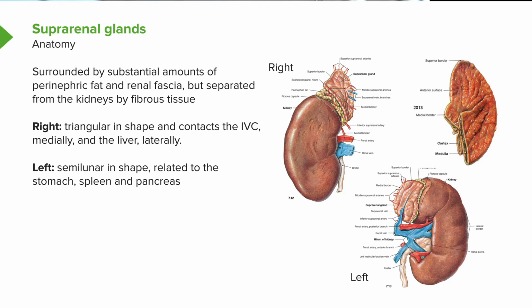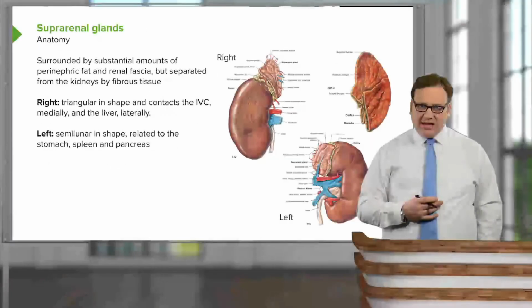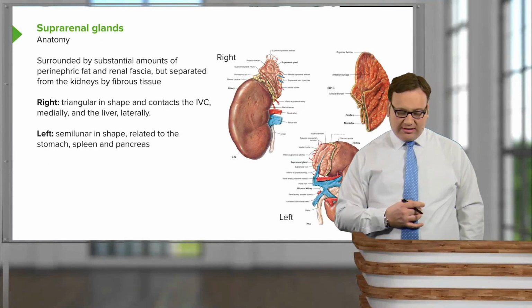The right suprarenal gland is triangular in shape. It's in contact with the IVC medially, and the liver is found laterally. The left suprarenal gland is more semilunar in shape. It's related to the stomach, spleen, and the pancreas.